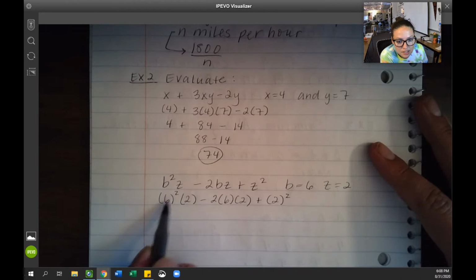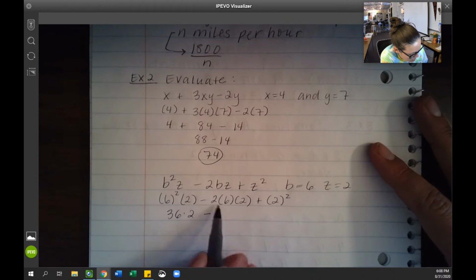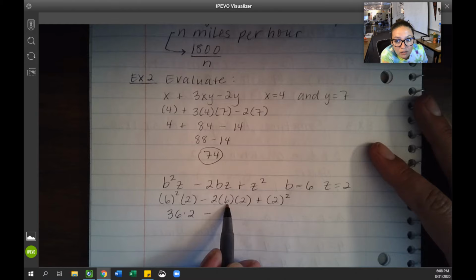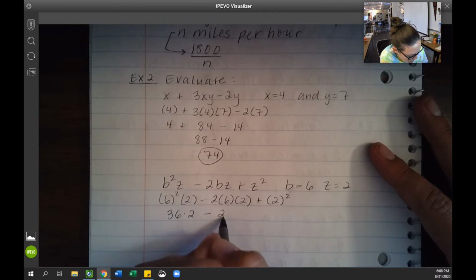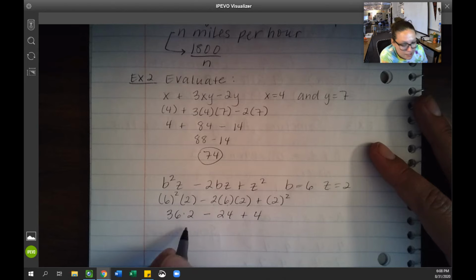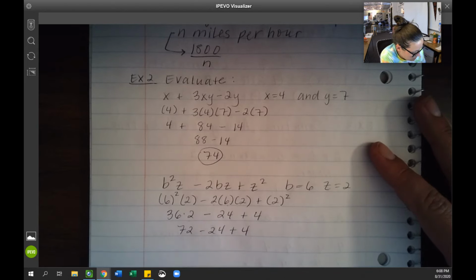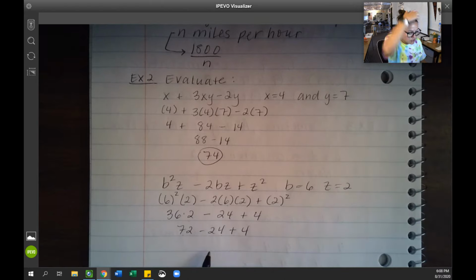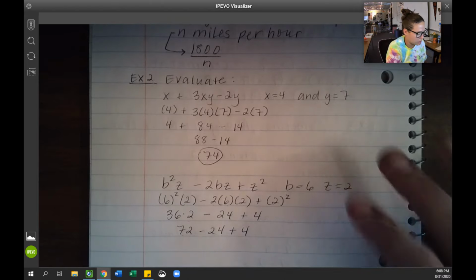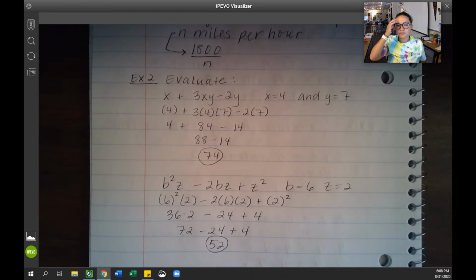Follow PEMDAS now. 6 squared is 36. 2 times 6 is 12, times 2 is 24. 2 squared is 4. 36 times 2 is 72. 72 minus 24 is 48, and plus 4 is 52. All right.